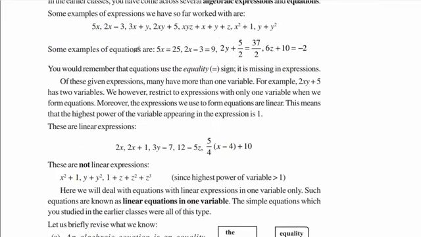Some examples of equations are 5x equals 25, 2x minus 3 equals 9, and so on. So, what is the difference between an algebraic expression and an equation? An expression simply consists of constants and variables, and no sign of equality is there. So that is what differentiates an algebraic expression from an equation.